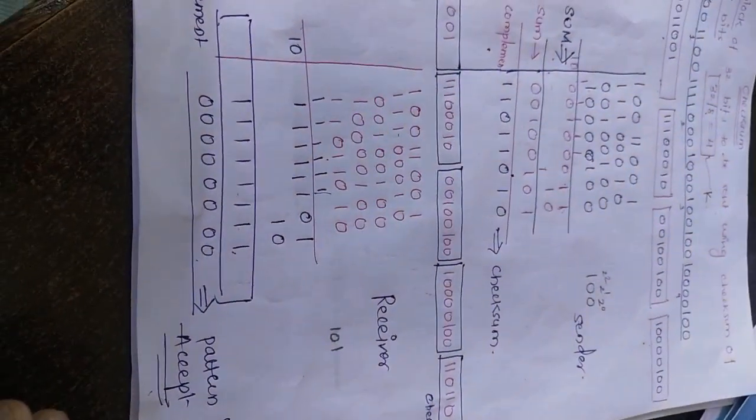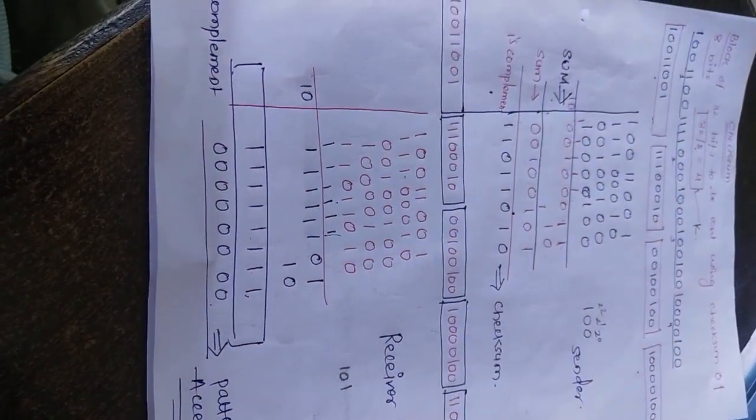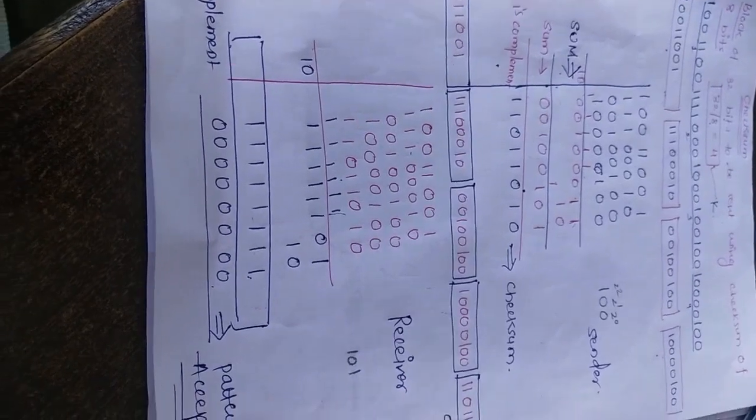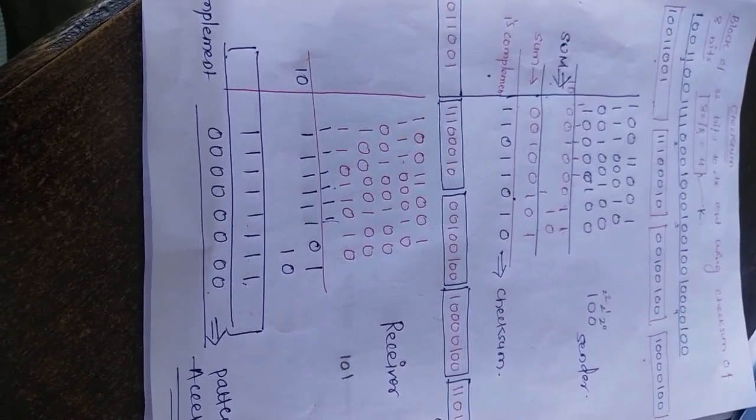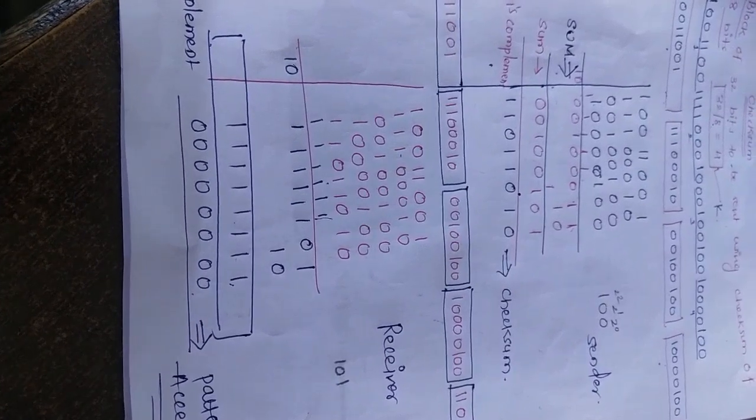So observe this pattern and follow these steps to find out the checksum. This will be considered as a no error transmission.